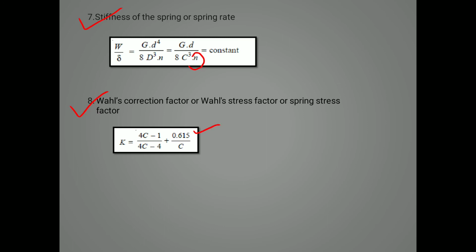0.615 upon C. As we have seen earlier, the spring index is capital D by small d, and the value of spring index is varied in Wahl's correction factor, and the value of K is calculated. So this is all about the formulas in unit number 5, that is design of spring.